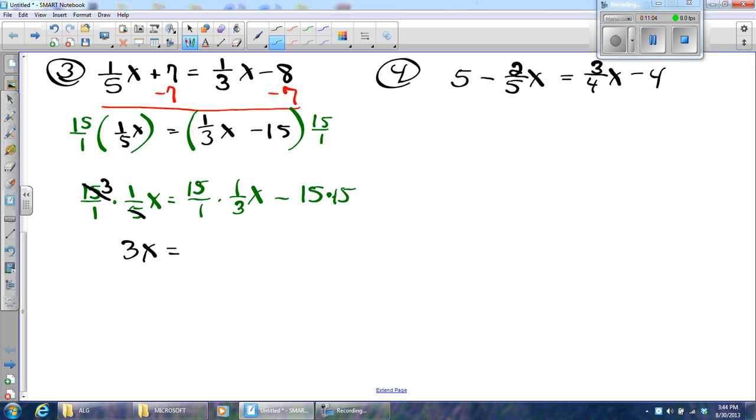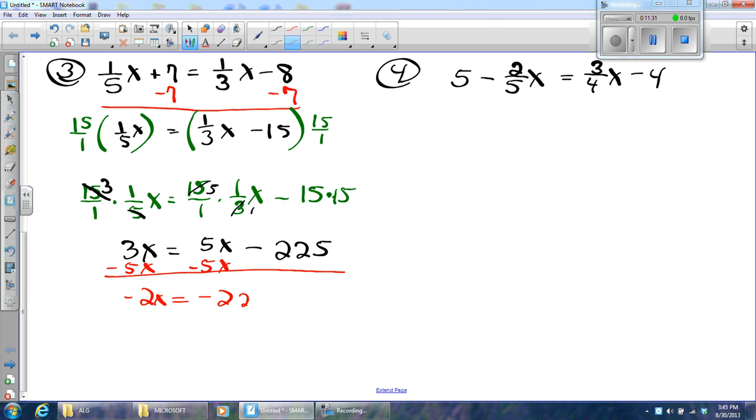Now looking at this, I see 15/3 will be 5. I'll turn into a 5, that'll be a 1. 5 times 1 times x is 5x. And I have minus 15 times 15, 225. I don't like having x's on both sides. I'm going to take away this 5x. I'll get negative 2x, which equals negative 225.